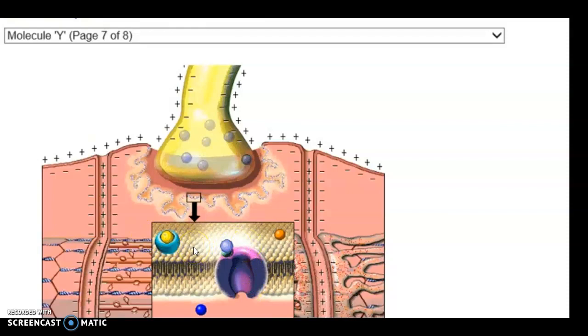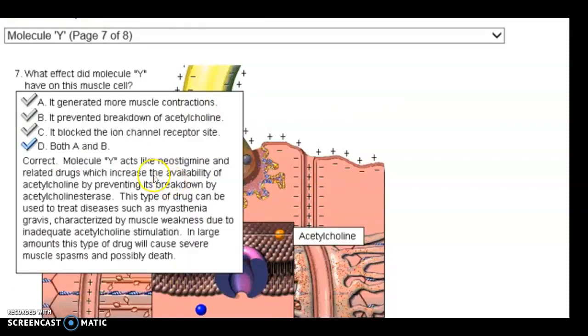So what would that be like? Well, this would be like neostigmine and certain drugs, especially for people who have certain diseases that mean they have inadequate acetylcholine stimulation. So what that means is if you can keep the acetylcholine that's there from breaking down, then you can amplify the acetylcholine that's there.